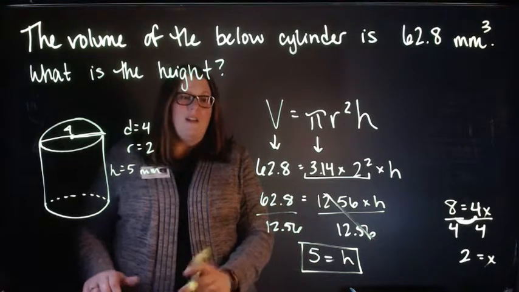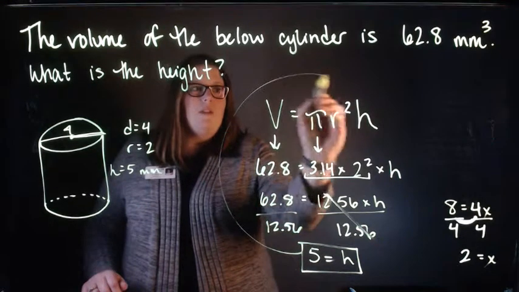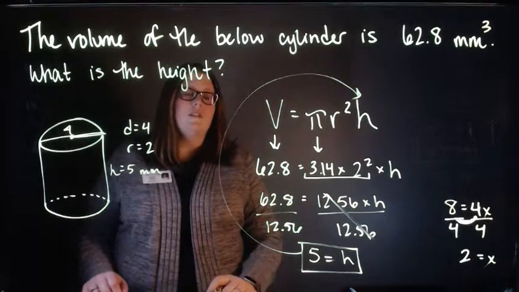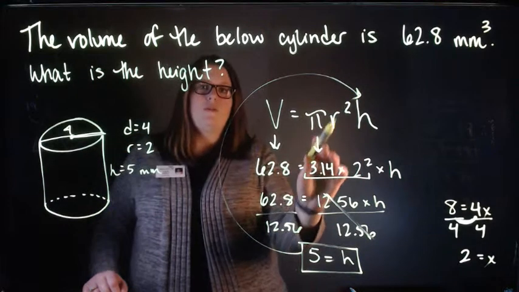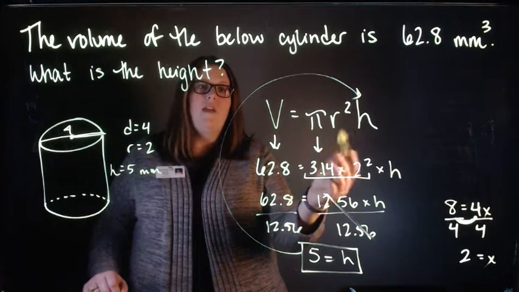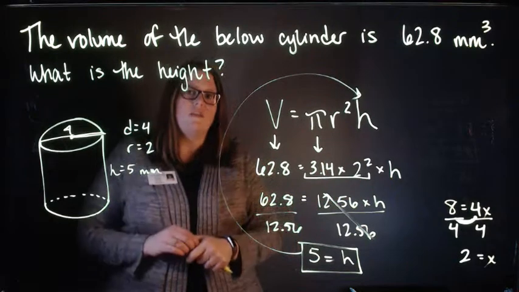We can always check our answer. It's always a good idea to do in math. We could just plug this right here. So we have 3.14 times 2 squared times 5, and that would yield 62.8, so we know we're correct.